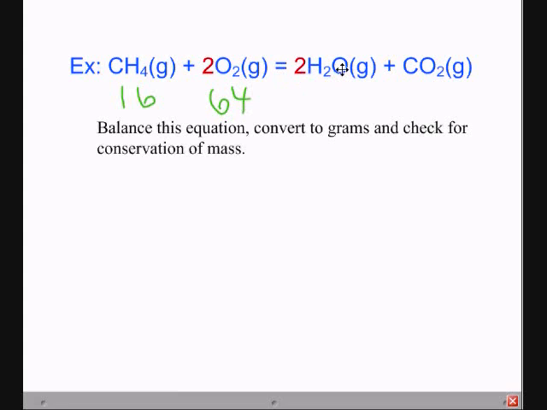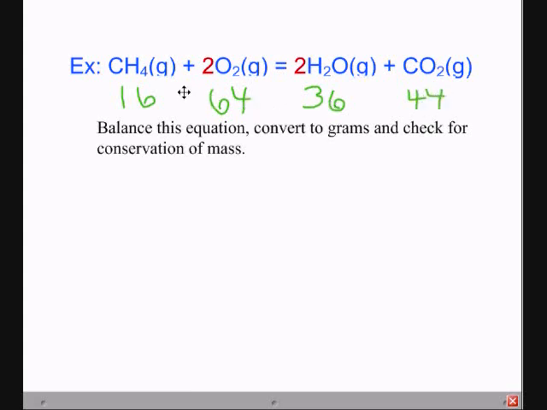Water. We always remember water. That's one I told you to remember all the time. That was 18. But you have 2 of them. So that means 2 times 18 was 36 grams. And carbon dioxide, you've only got 1 molecule of it. Carbon is 12. Oxygen is 16. So you have 2 oxygens, that's 32. Plus 16 means you have 44.